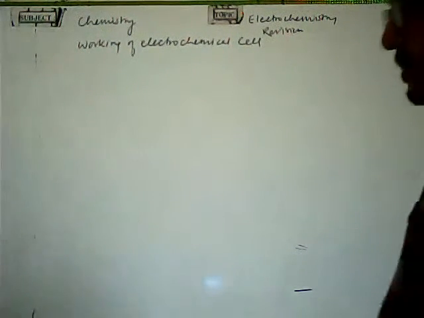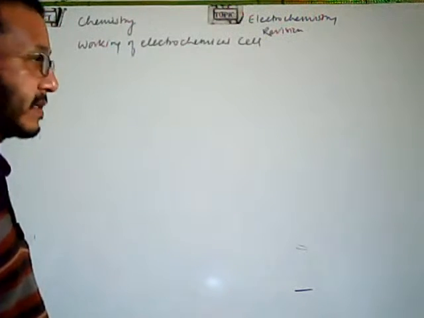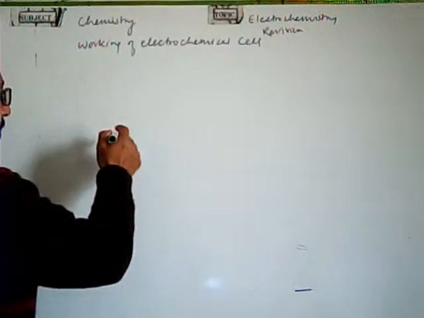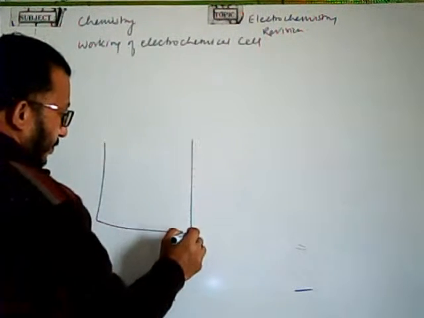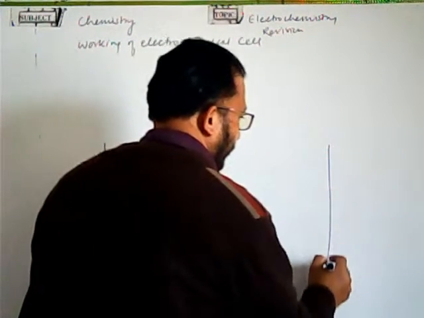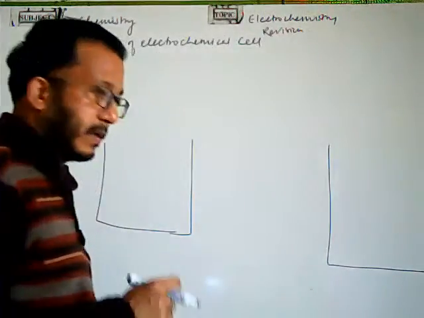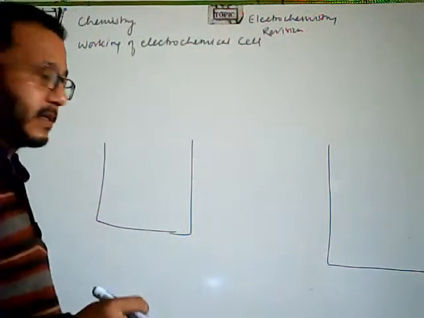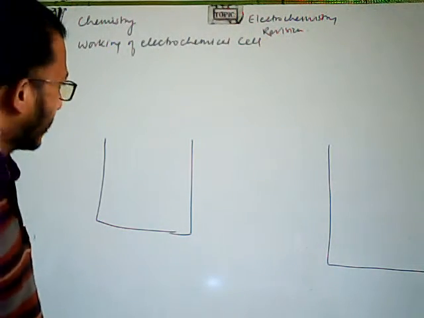If we had discussed the reduction potential, then let us discuss the working of the electrochemical cell. Let us suppose we have these two half cells. The electrochemical series, that we have discussed now. Is that clear?